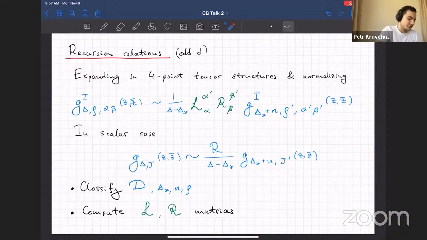And so to understand these residues, the things that we would need to do are: to understand these values of delta star, when some null states disappear, we need to understand at which level they appear. We need to understand the representation rho prime, so in this case it's j prime, under which they transform. And then we would need to compute these matrices L and R. And if we do this, we understand the poles of conformal blocks.